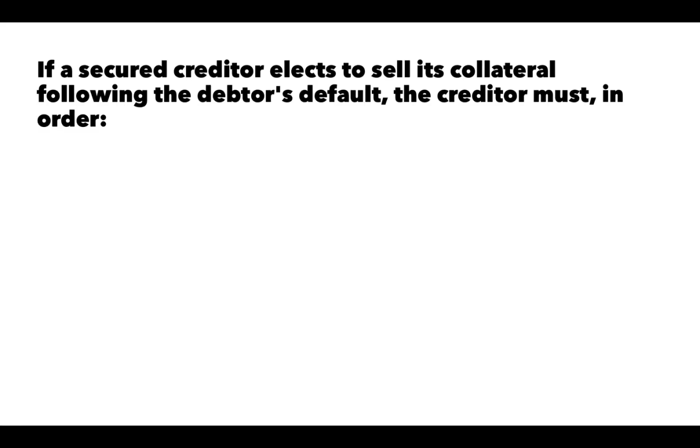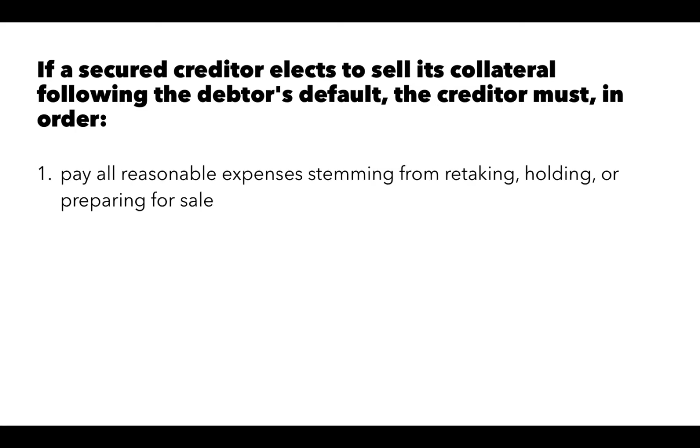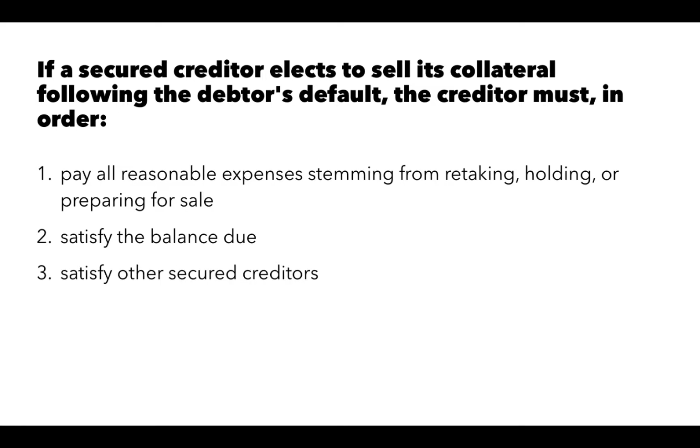Now, if a secured creditor elects to sell its collateral following the debtor's default, the creditor must then, in the following order, pay all reasonable expenses stemming from retaking, holding, or preparing the collateral for sale, and satisfy the balance due. So you pay your expenses, you pay the amount that's due, and if there are any other secured creditors who have an interest in that same collateral, they get what's left over. And if there's anything left over after that, they turn over that surplus to the debtor.